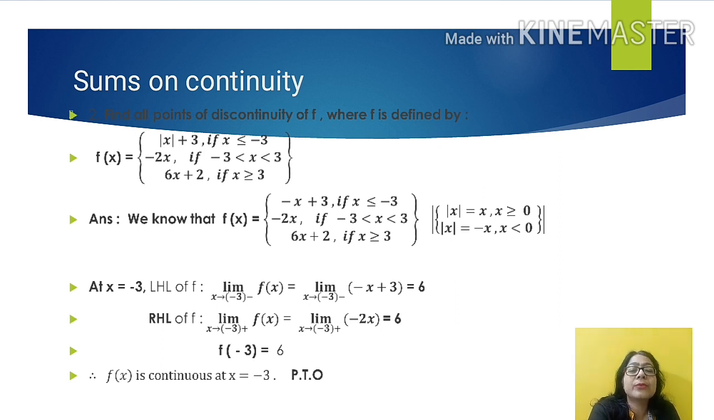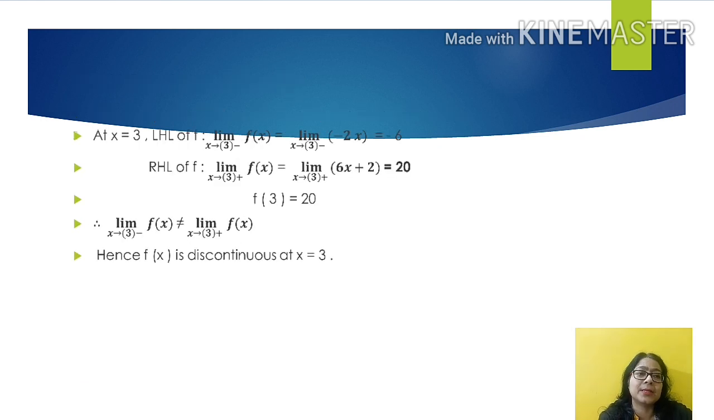So from these three lines we can see that the left hand limit at x equal to minus 3, the right hand limit at x equal to minus 3, and f of minus 3, all three values are equal. So f(x) is continuous at x equal to minus 3. Now we will check it for x equal to plus 3.